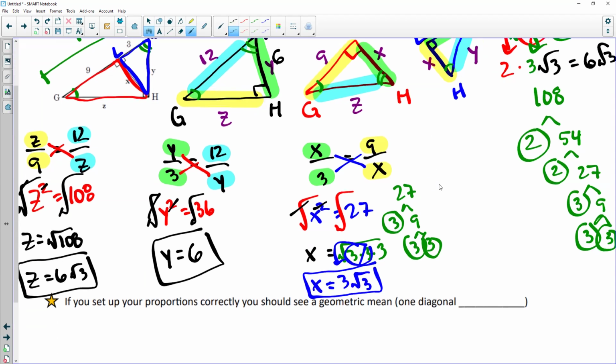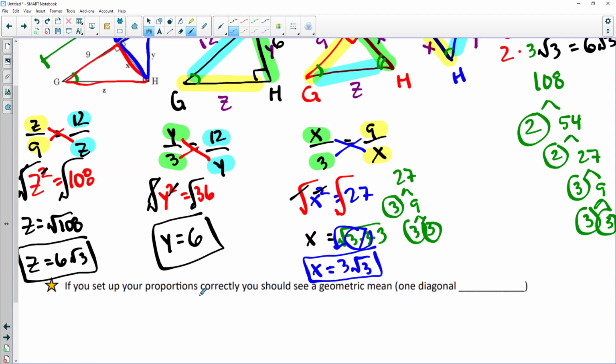And then the last reminder here is if you set your proportions up correctly, you should see a geometric mean. And what this means is that one diagonal repeats.